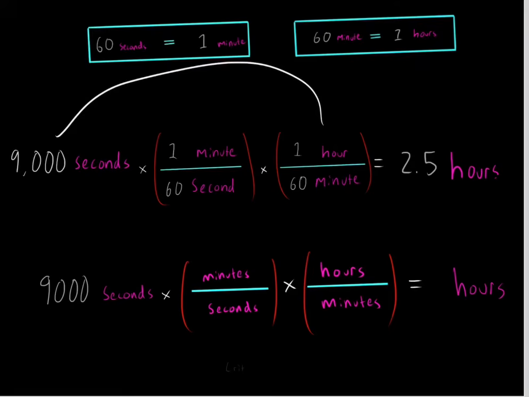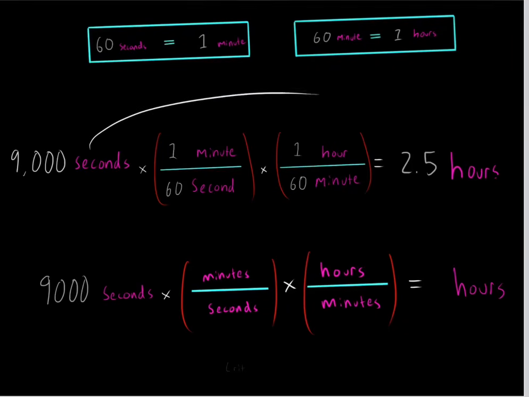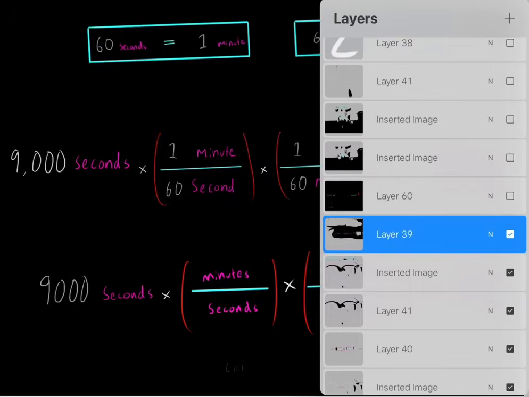So now we're not actually changing the physical meaning of what this is. All we're doing is converting the units. So we know the seconds cancel, the minutes cancel, and we're left with units of hours. So our answer will be in hours. And again, we do the math. 9,000 times 1 divided by 60 times 1 divided by 60 will give you 2.5. So now we know 9,000 seconds is equal to 2.5 hours.